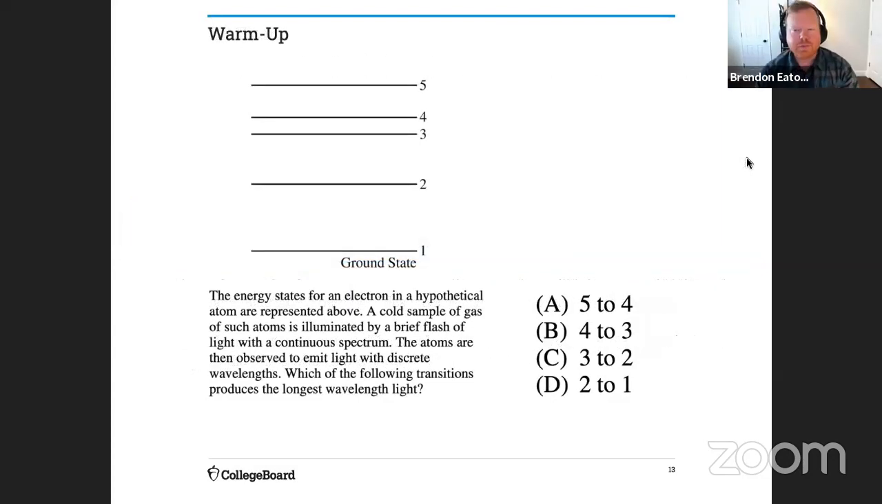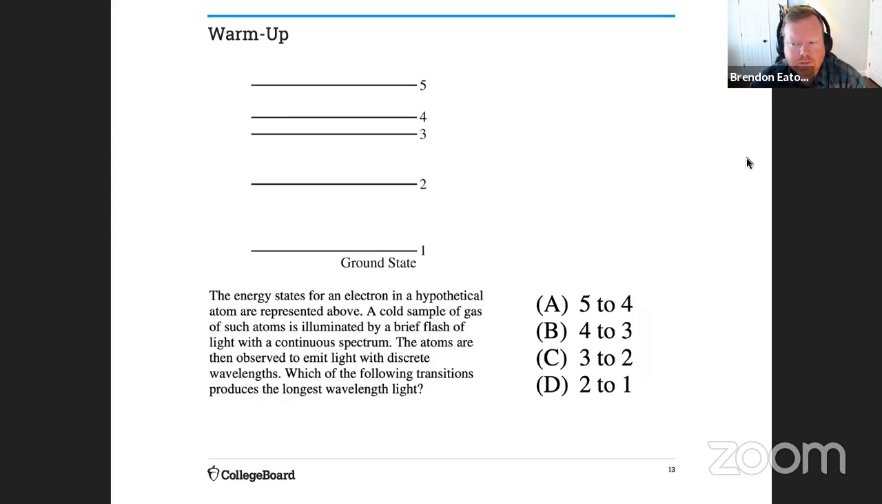All right, to get your brains ready for today, here's your warm-up. So as you see, we've given you an energy level diagram for an electron in a hypothetical atom. And it says that a cold sample of gas of such atoms is illuminated by a brief flash of light with a continuous spectrum. These atoms are then observed to emit light with discrete wavelengths. Which of the following transitions produces the longest wavelength of light?